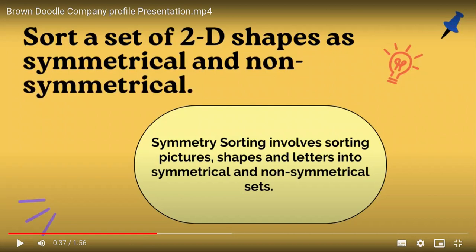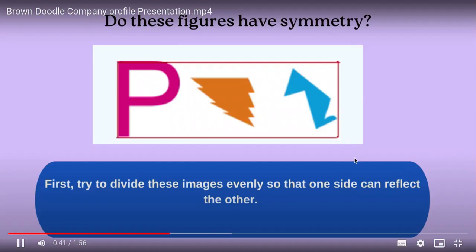After that, I explain how to sort a set of two-dimensional shapes as symmetrical and asymmetrical. So, symmetry sorting. First of all, I want to know that my children know how to recognize an asymmetric figure. So I provide them a similar example, where symmetry sorting involves sorting pictures, shapes and letters into symmetrical and non-symmetrical sets. After that, I give them a figure just to check their knowledge.